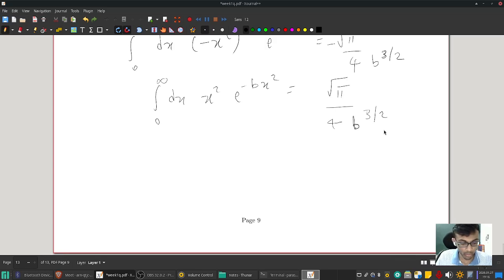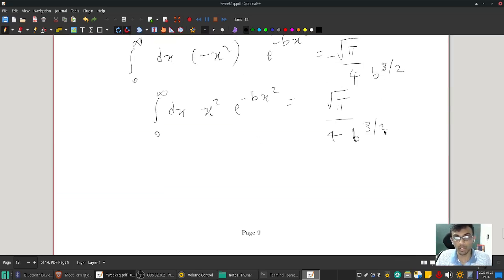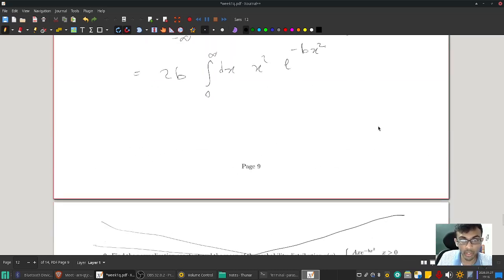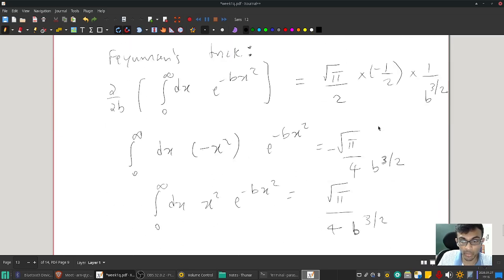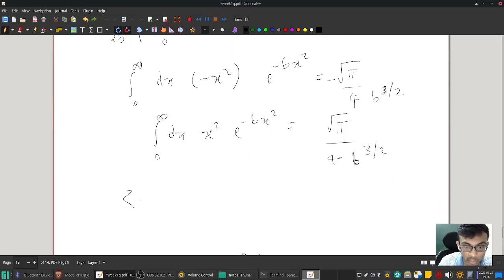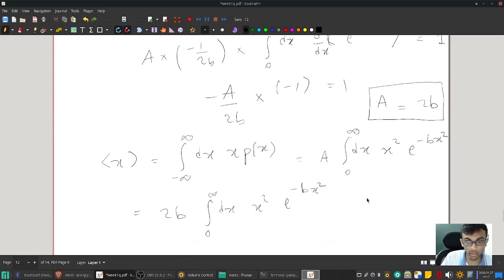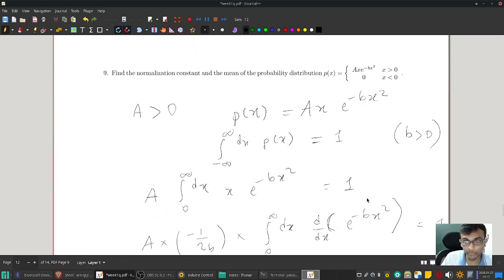All right. Okay. And what we wanted was 2b times this. So expectation value of x is, let's say, square root pi by 4b. Yeah, so we have calculated the mean now.